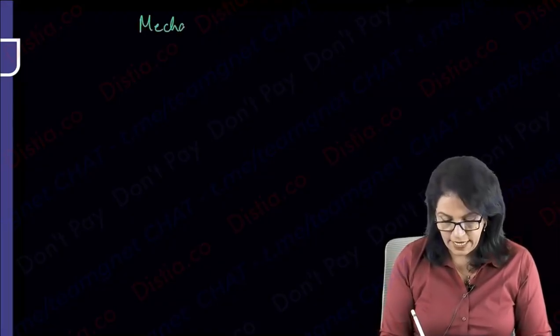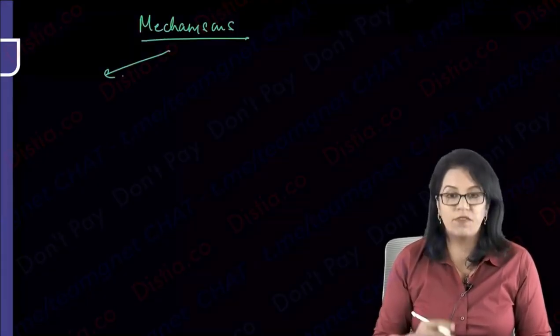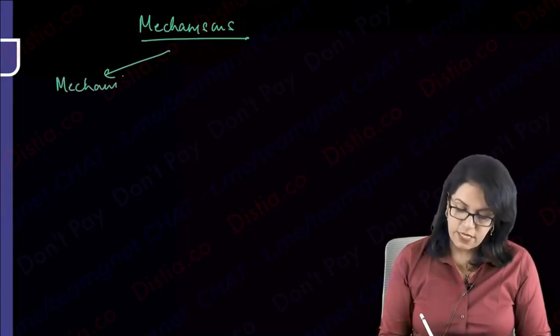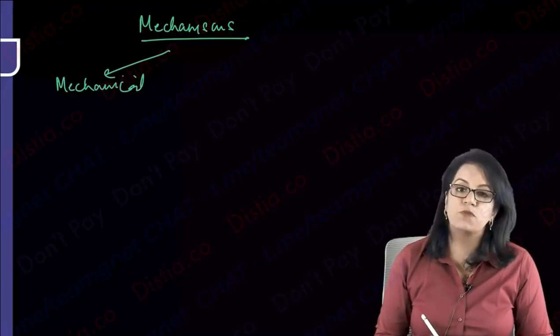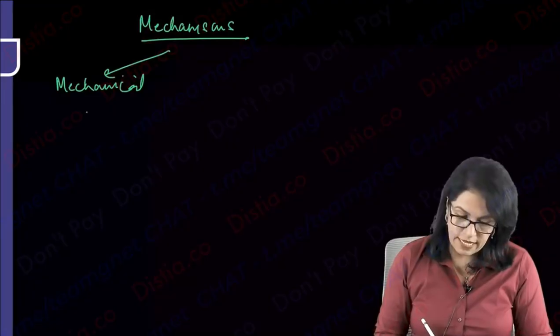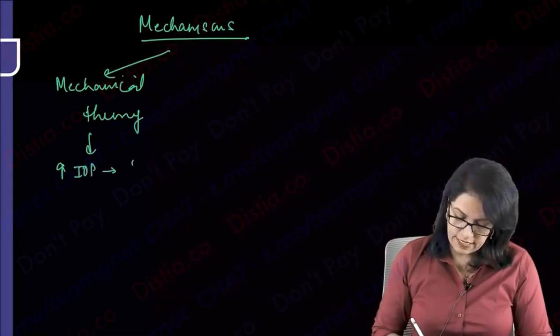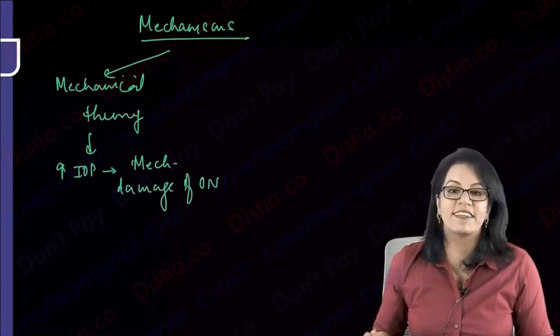There are two major mechanisms. I have already mentioned. One, when it is due to more pressure, what is that theory called? Mechanical theory. So the damage can be due to mechanical effect due to more pressure. That is your mechanical theory. More IOP is causing mechanical damage of the optic nerve. Correct? Written?